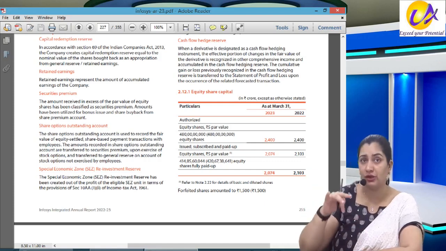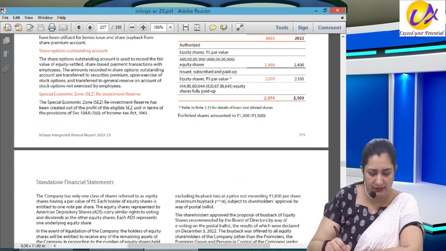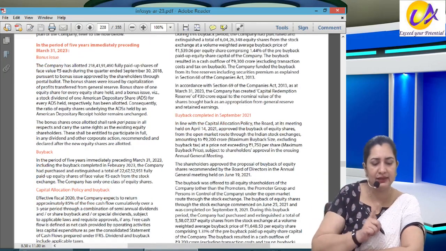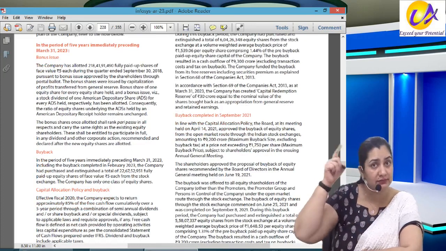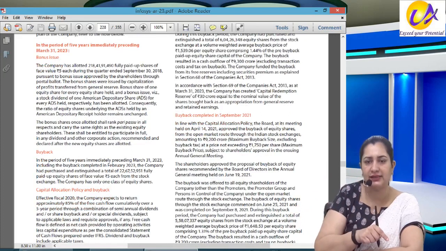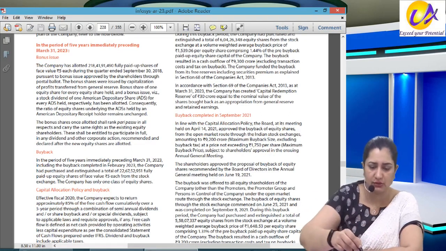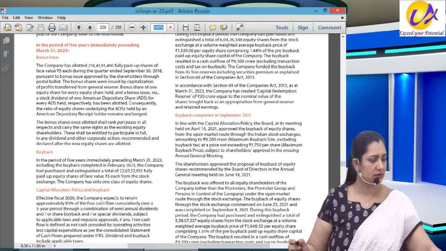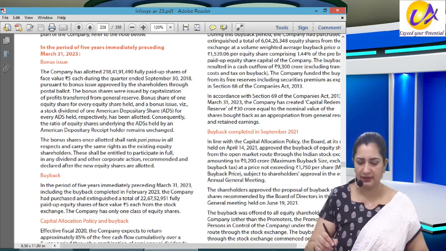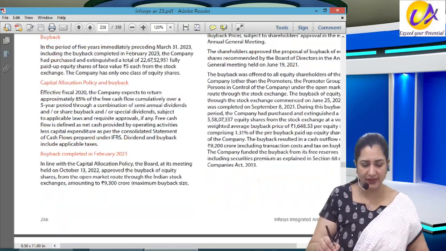So like this, all this we saw today. They gave all this. Then in the period of 5 years preceding 31st March 23, they have given bonus shares, they have given buyback. All the things are given over here. I hope you are able to see it, or should I zoom it more? See, bonus shares and all that. Then buyback, what all they have done, they have given that.